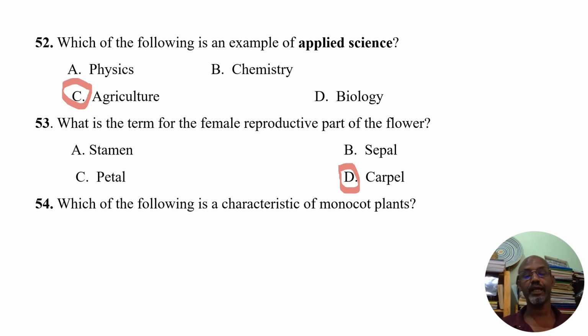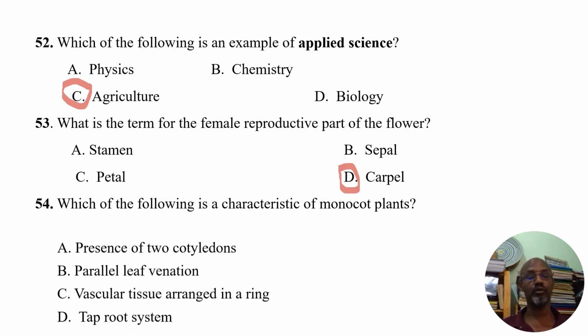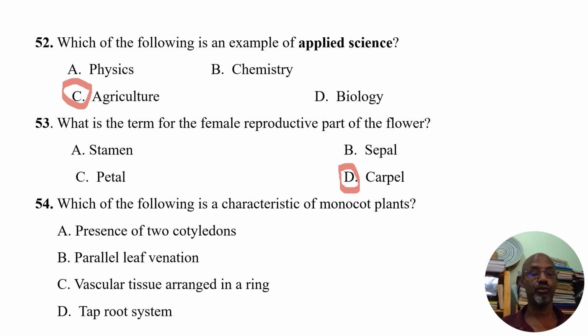Which of the following is a characteristic of monocot plants? Monocot plants, presence of two cotyledon, no parallel leaf venation. The answer definitely is this one, of course, because the others are not answers as you observe. Taproot system is for dicots. Vascular tissue arranged in a ring for dicots. For monocots, parallel leaf venation, generally speaking.